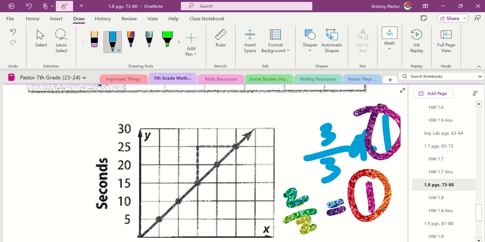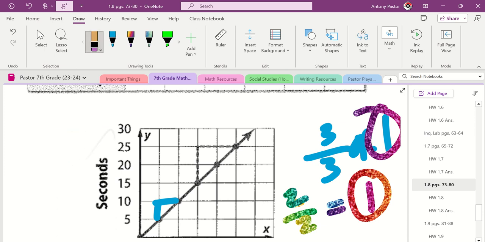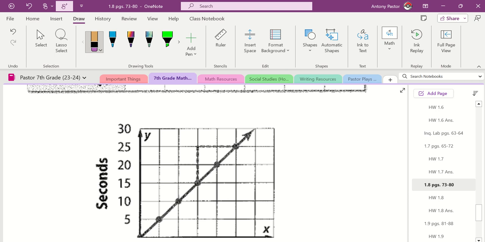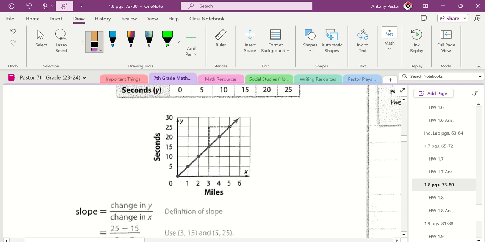Say I choose the first 2 points, 1 and 1. 1 up and then over 1. 1 over 1 is still just 1. Therefore, it doesn't matter what 2 points you use to find out the slope, as it will remain the exact same fraction, or ratio. You'll just have to simplify it down. But this line has a slope of 1.